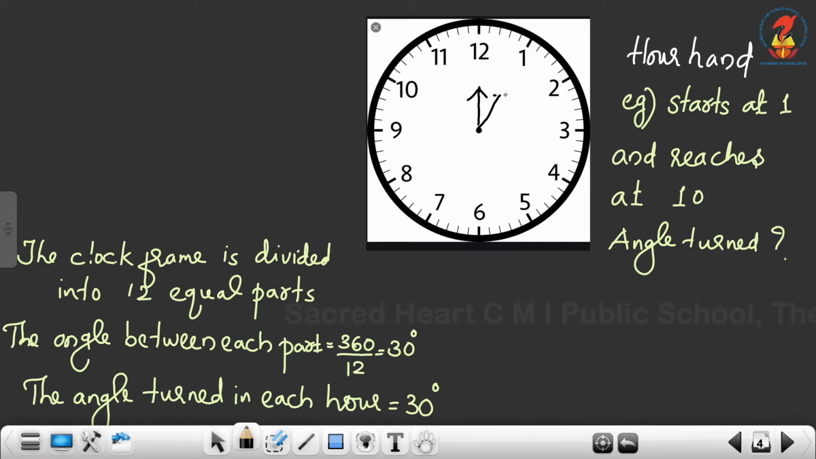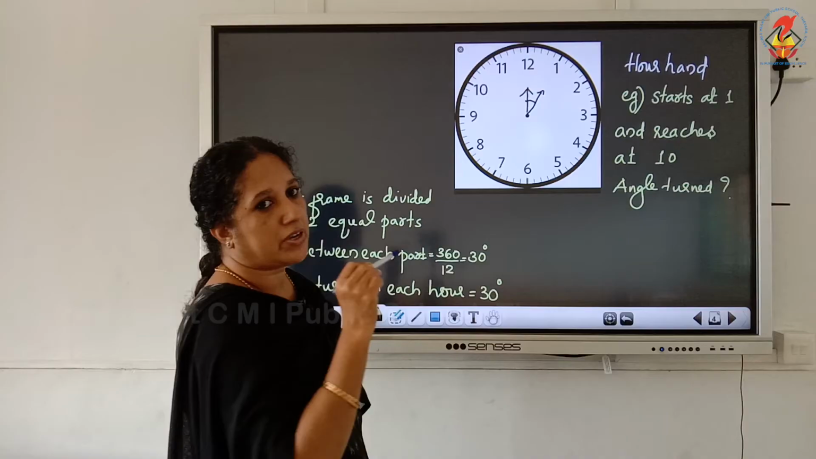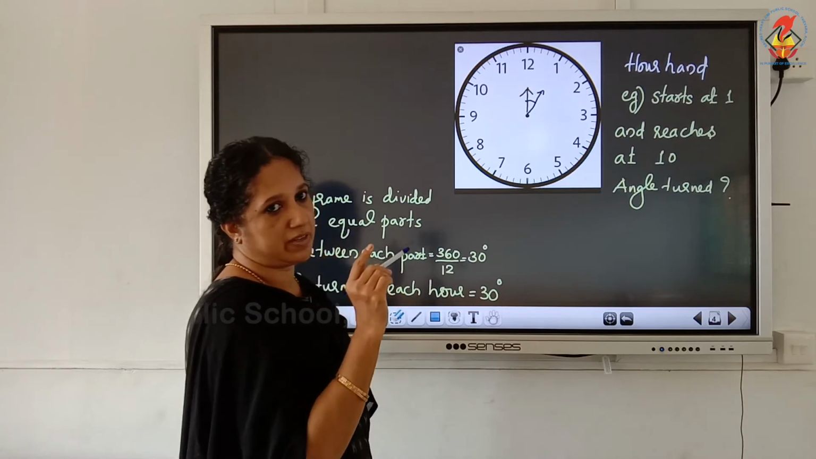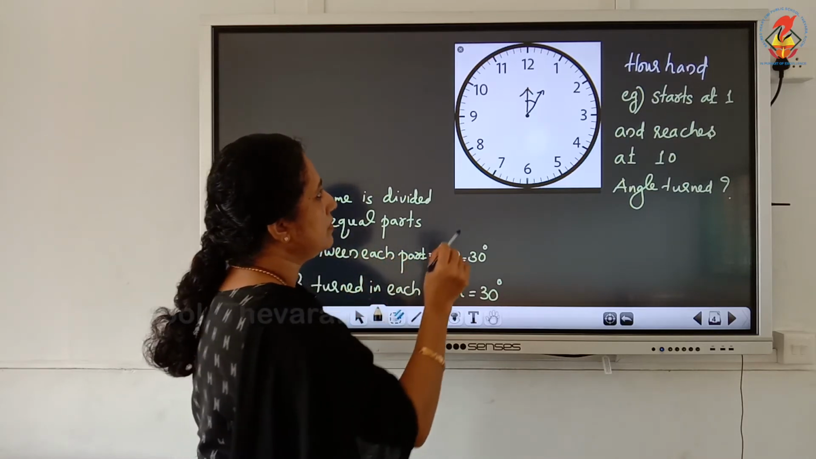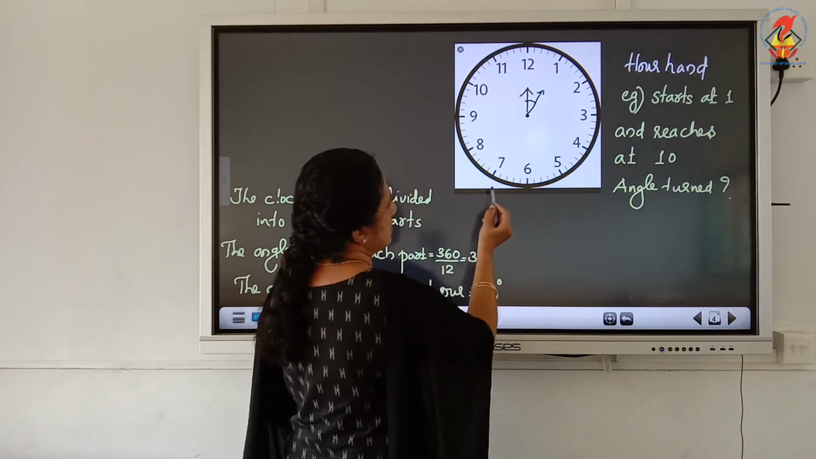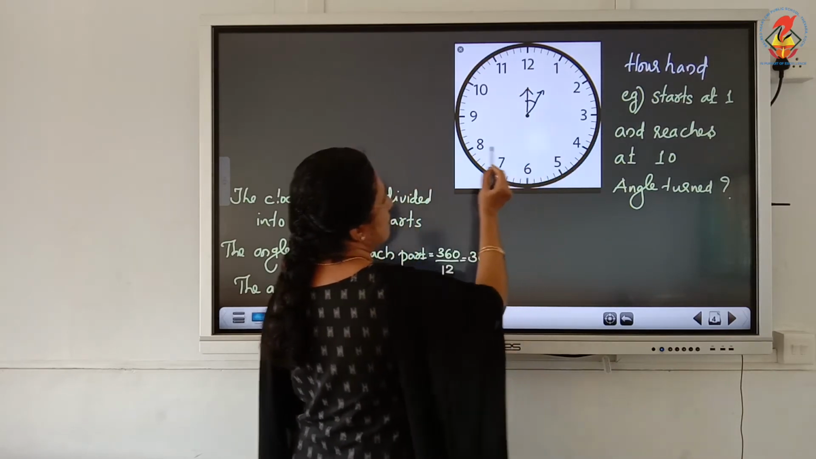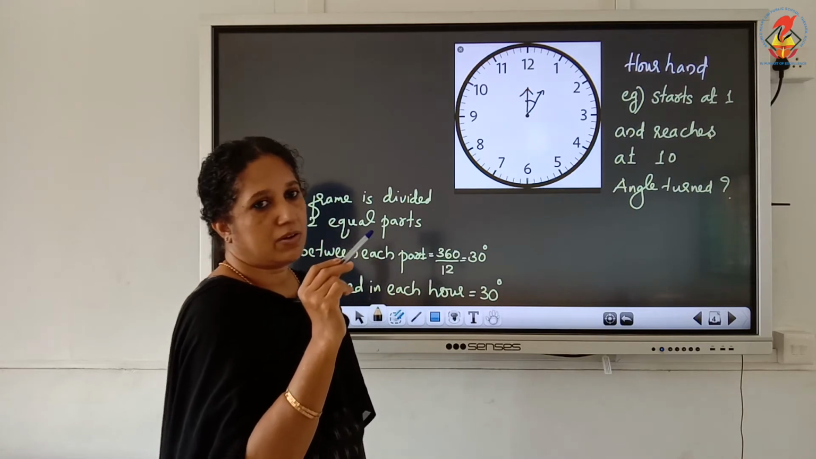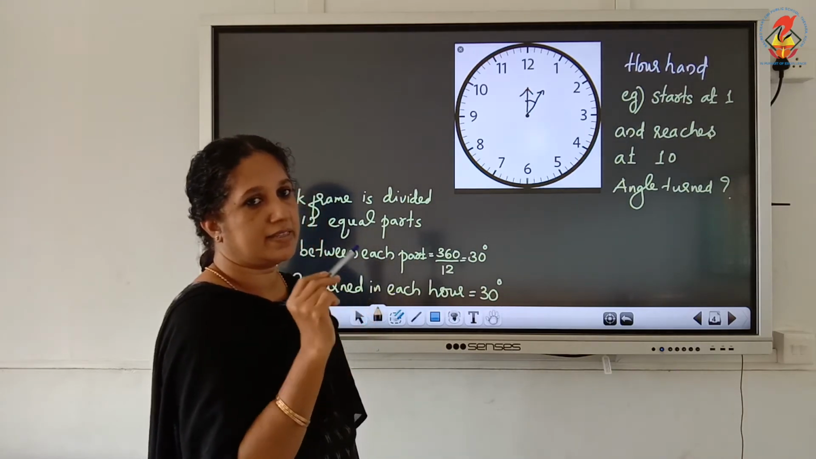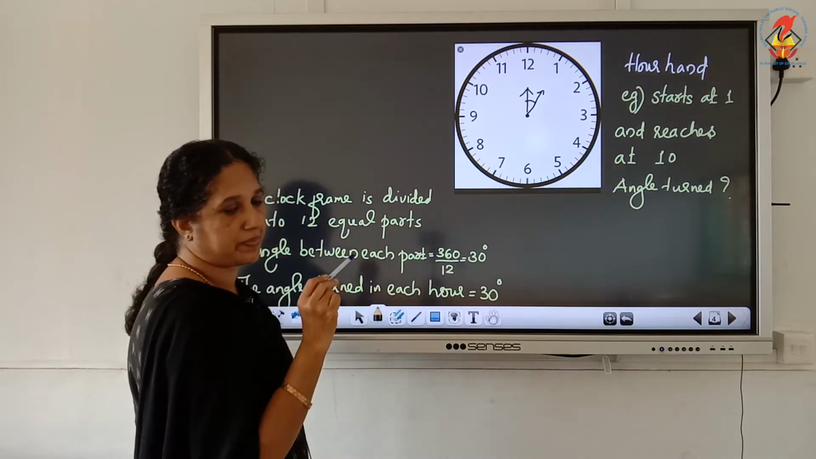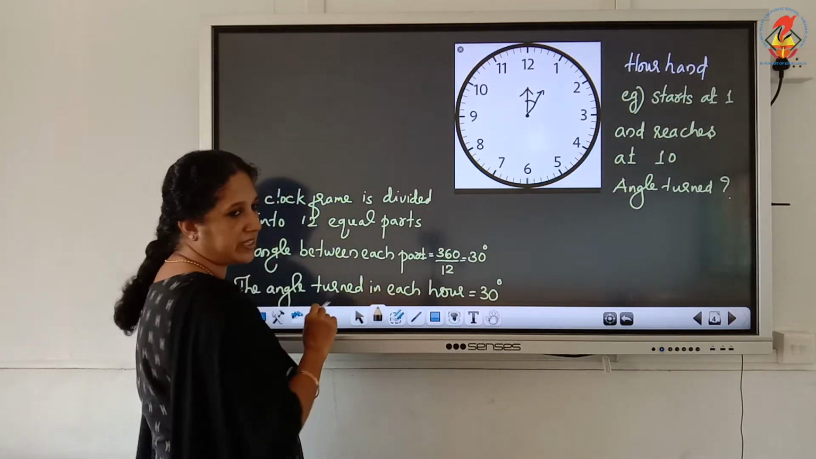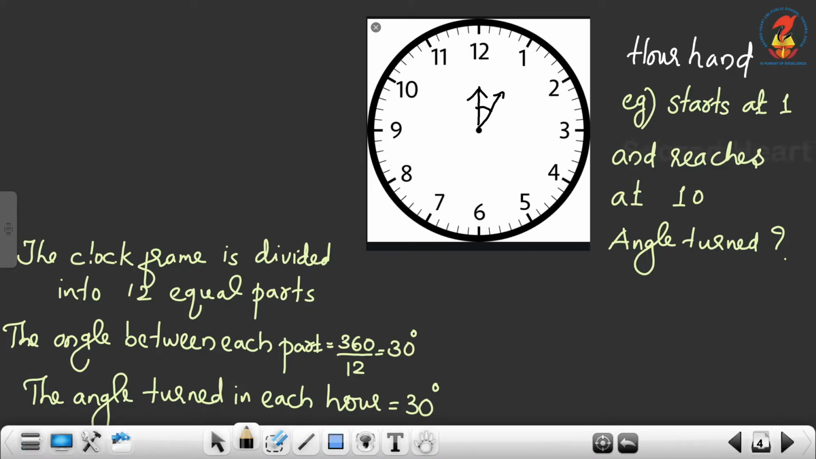And reaches at 1. What is the angle turned here? How can you find out the angle turned in 1 hour? Now this clock frame is divided into 12 equal parts, and in 1 revolution it completed 1 complete angle, and the measure of 1 complete angle is 360 degree. Therefore, the angle between each part is equal to 360 divided by 12, which is equal to 30 degree. Therefore, the angle turned in each hour is 30 degree.